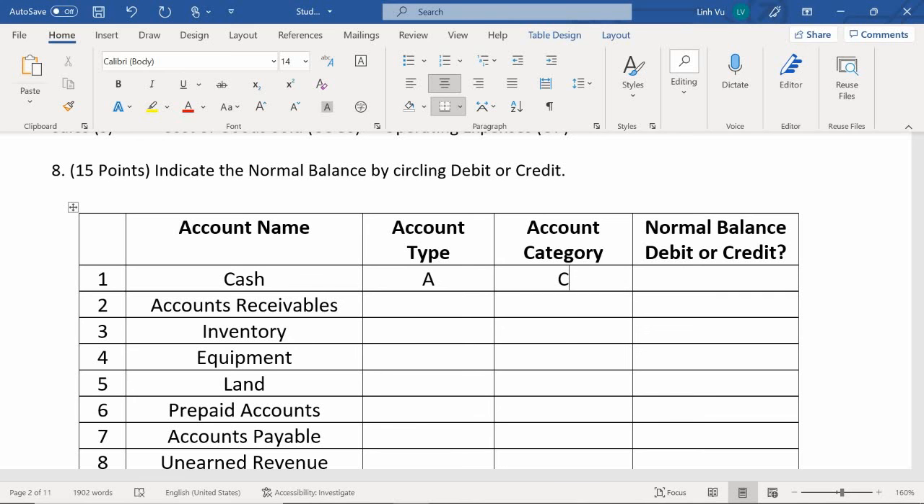Okay, and what kind of normal balance would a current asset or a cash account have? It would definitely be increased by a debit. Okay, so this is where your accounting model will help you the most here. Okay, what about accounts receivable? What kind of asset?